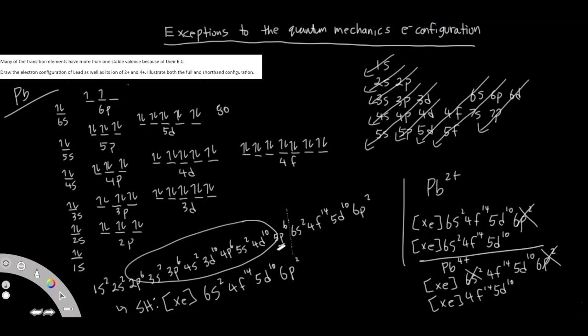Now, I know the question does say draw the electron configuration for the full and the shorthand. I don't think I need to show you how to do the full one for this. It's honestly the same procedure, so just for the sake of time, I'm not going to show that.